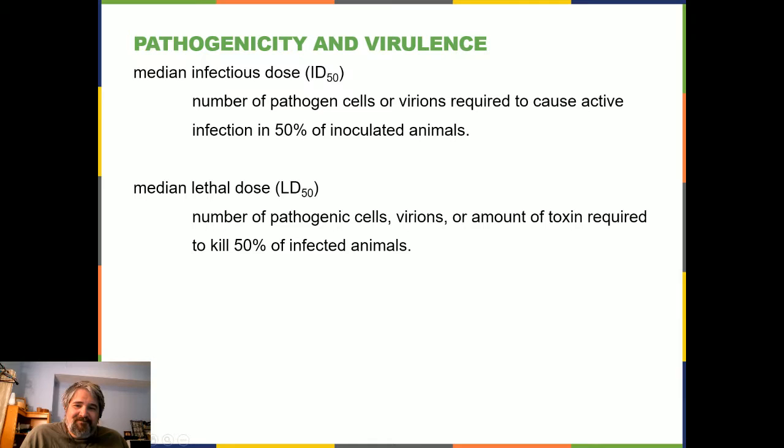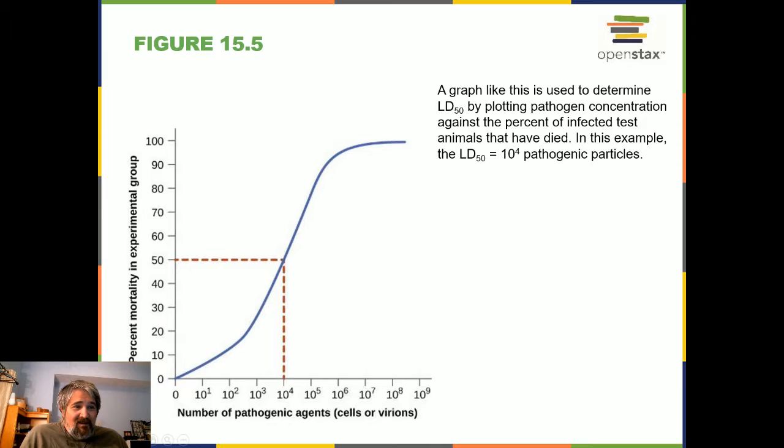And here's a cartoon of what that looks like. A little picture of that: percent mortality in experimental groups compared to the number of pathogenic agents. So you can plot this out and then calculate an LD50.